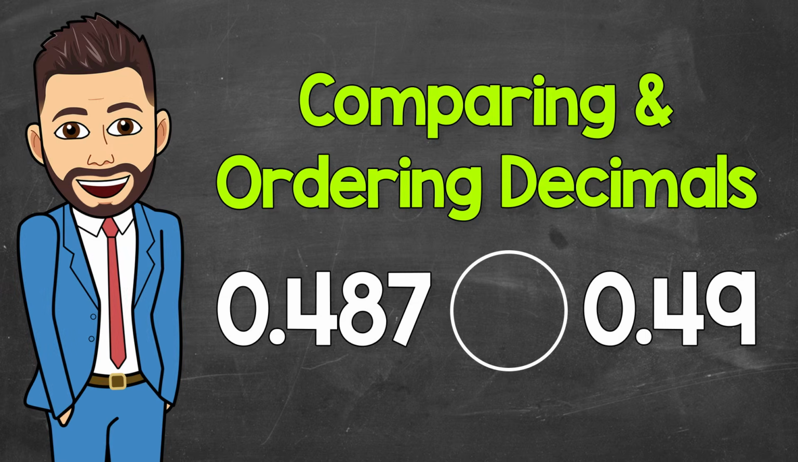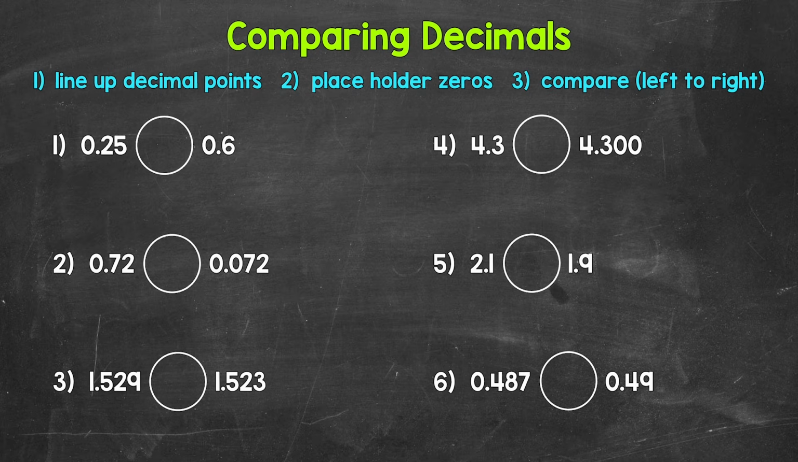In this video, I'm going to cover comparing and ordering decimals. We will start with comparing and then move on to ordering. So as far as comparing decimals, let's jump into number 1, where we are comparing 25 hundredths and 6 tenths.